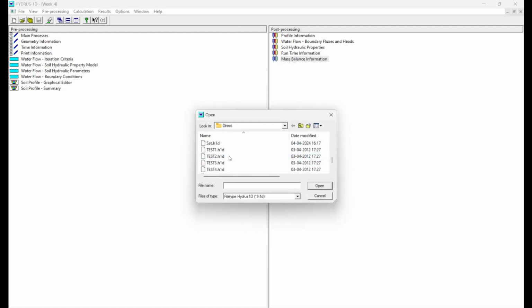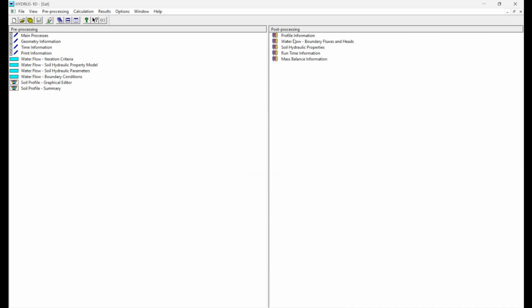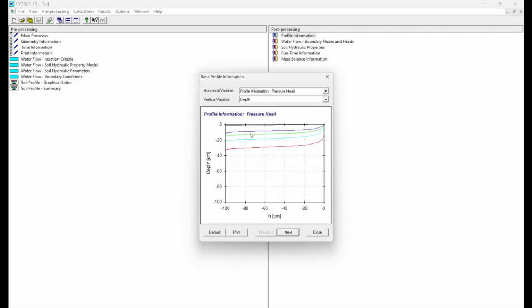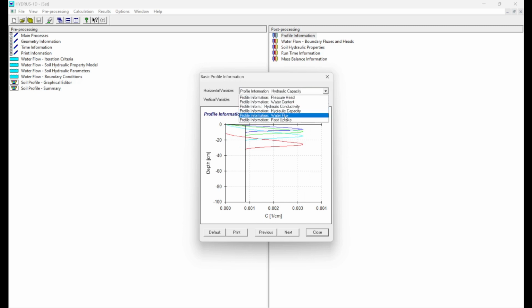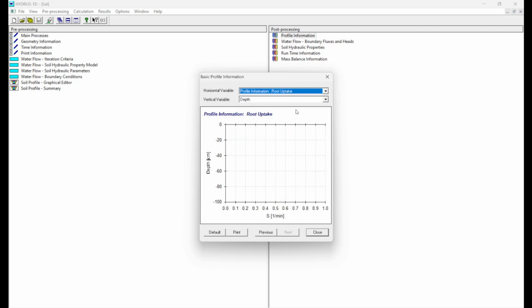So I've run it previously. Maybe let's see if the better results are present there. If you see the profile information, then at time 0, the head was like this. At time 1, it is increased to here, it decreases to here, and as the time increases, this head is taking this profile, right? So the head values are changing over time. Water content is changing like that. Hydraulic conductivity is also changing. Right? Water flux is changing. Root uptake we have not calculated, and solute flows.